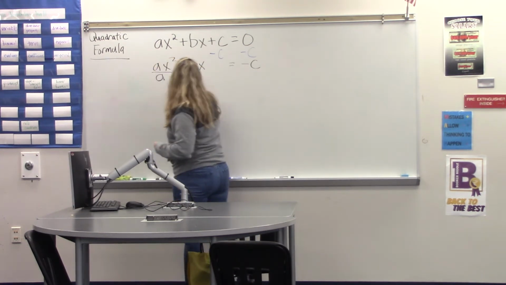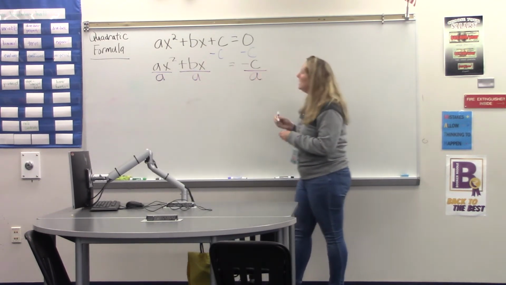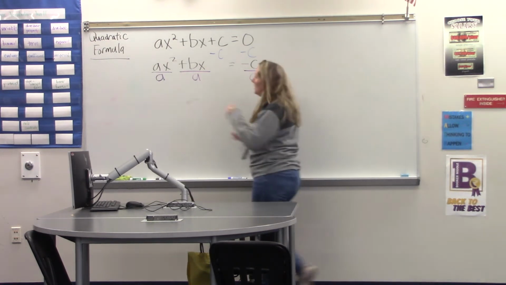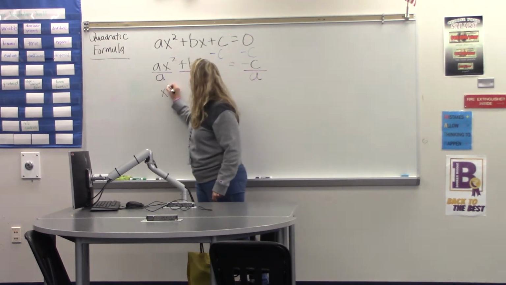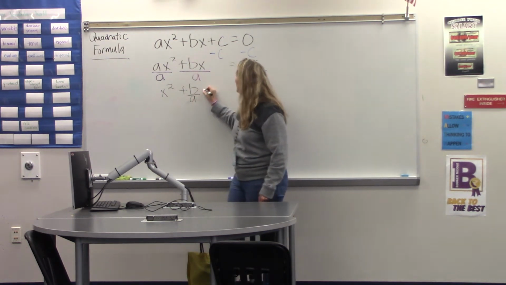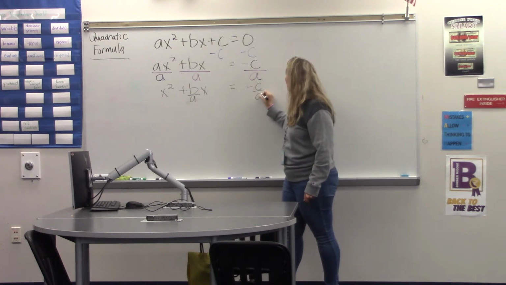So we're going to divide each and every term by a so that it's nice and fair and equal. We don't throw off the balance of our equation. So then what we're left with is x squared plus b divided by a, x equals negative c over a.